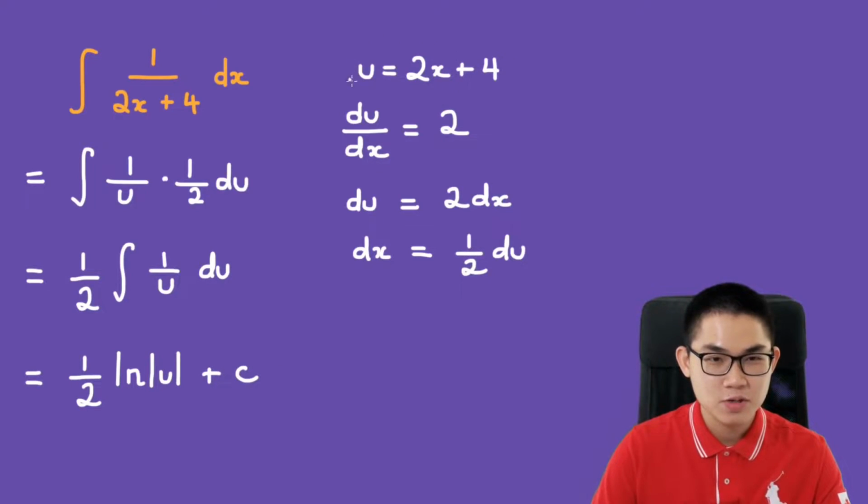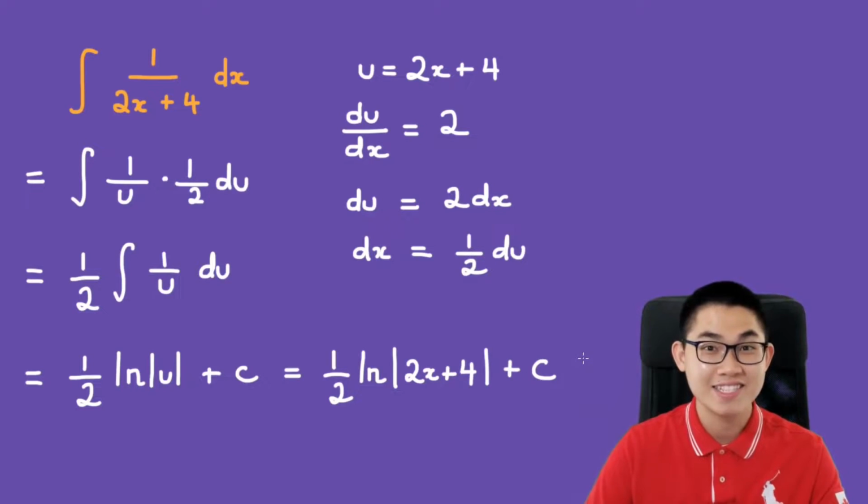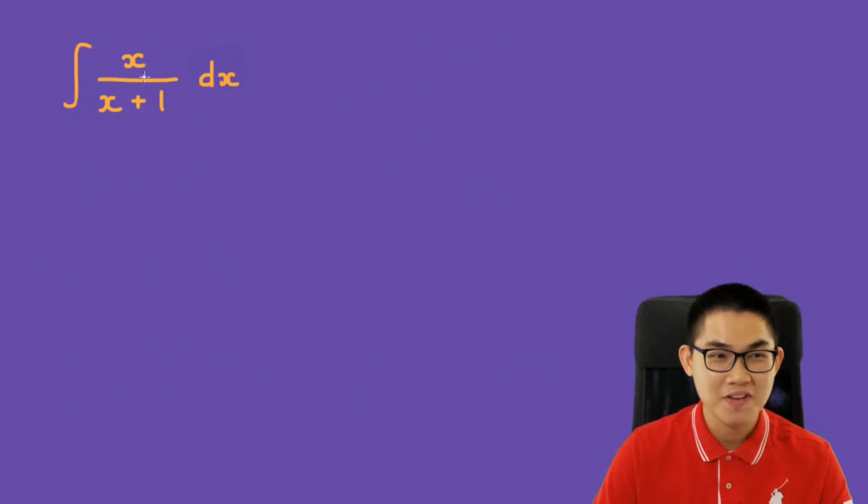The last step is to substitute u back into our expression. So we have 1 over 2 times ln of the absolute value of 2x plus 4, and then plus c. So that is your answer. How about the integral of x divided by x plus 1 dx?